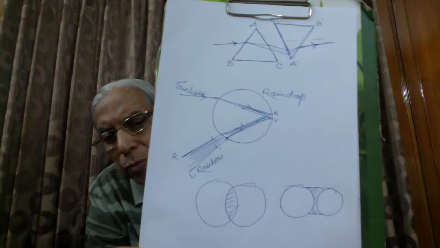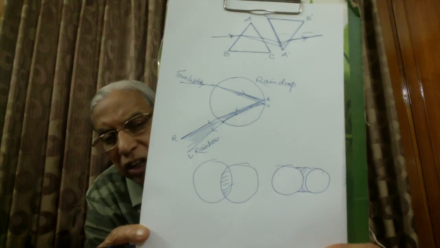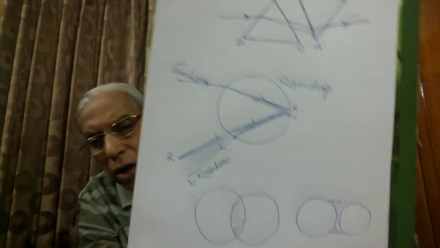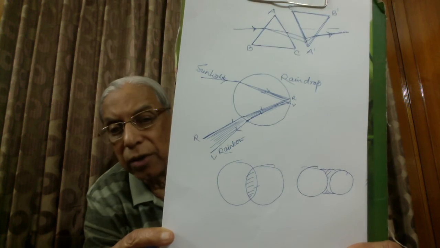Now I take two touching circles, or two circles drawn very close to each other. Here I shade this portion. It's also a lens. You're able to see that? One is intersecting circles, the other non-intersecting circles. I have got two lenses now.